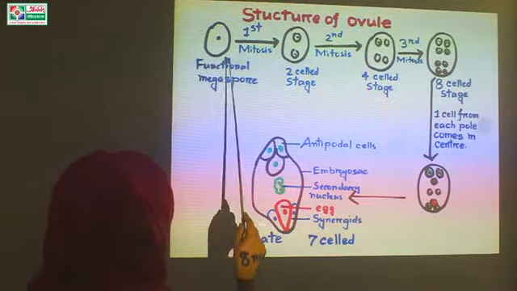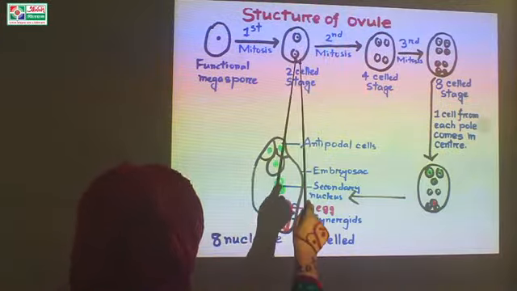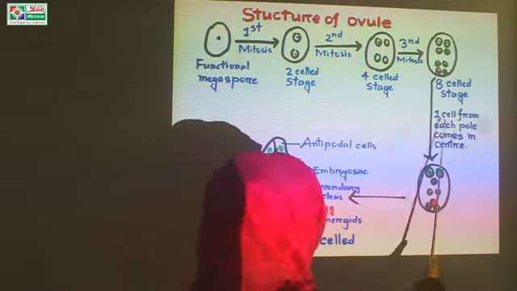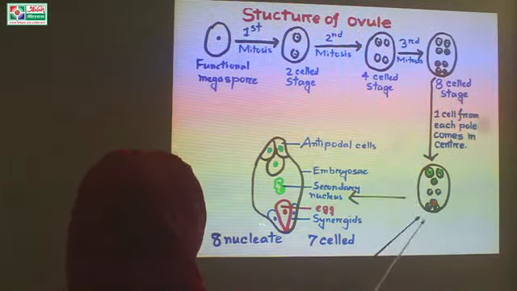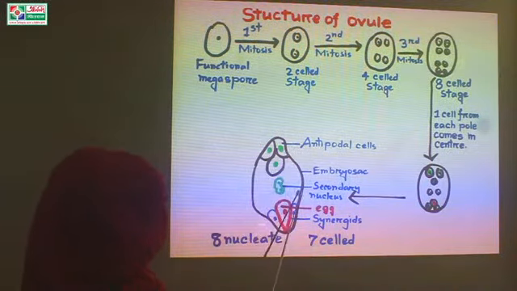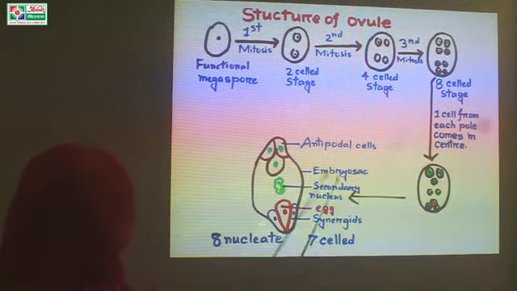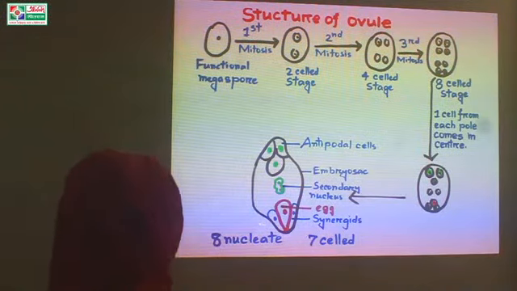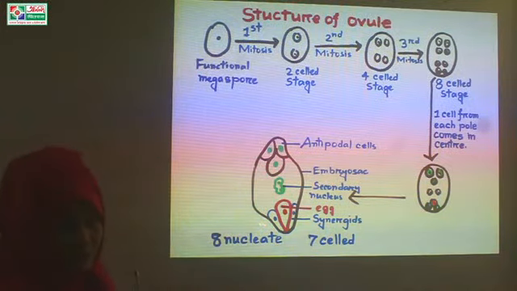After that, this functional megaspore undergoes first mitosis and produces a two-cell stage, then second mitosis, a four-cell stage, then third mitosis, an eight-cell stage. In this eight-cell stage, one nucleus from each pole migrates towards the center, and this is the structure. These three are known as antipodal cells. The entire structure is known as the embryo sac, with the secondary diploid nucleus at the center. The larger one is the egg, and these two cells are the synergids. This is an eight nucleated and seven celled structure. You can follow the flowchart for your understanding.